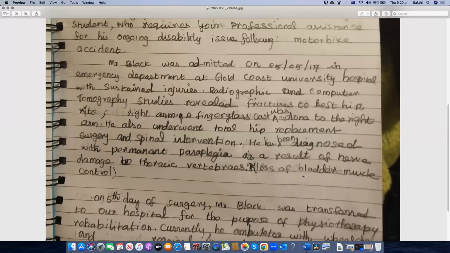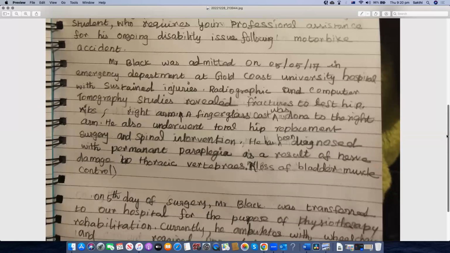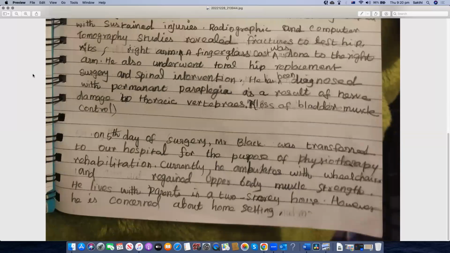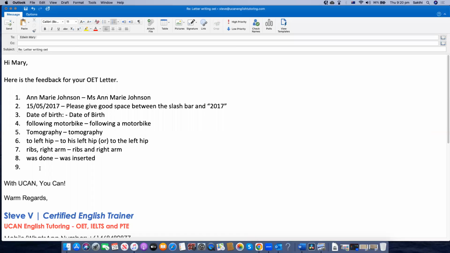And then she mentioned "loss of bladder muscle control". Okay, I don't know why she has written this in the bracket. You don't need to use it if it is the same phrase. Whatever you are already writing, "nerve damage to thoracic vertebrae", you don't need to add this information again in the bracket. So you can either remove it or you can put "and loss of bladder muscle control" if it is something different from the previous one. You should have done that. But apart from that, there's no issue. Let's say "on 5th day", it's better to write "on the 5th day" like this.